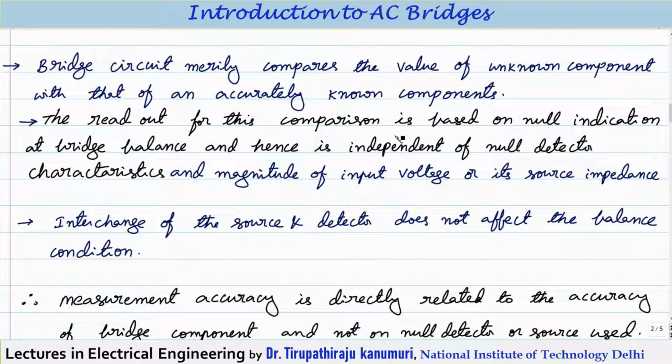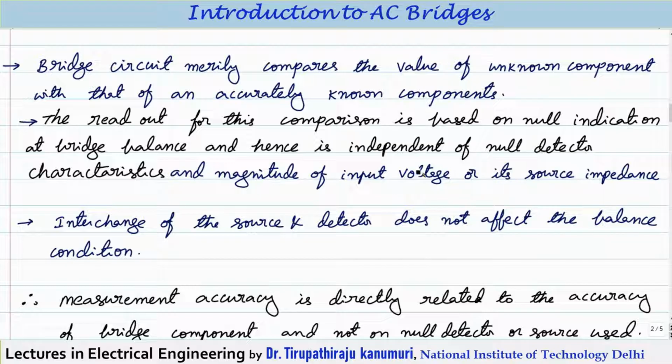The readout of this comparison is based on null indication at the bridge balance, and hence it is independent of the null detector. Any type of instruments we have already seen in the previous lecture will have some error and so many issues. As this is based on null detection, all those disadvantages are removed here. So accuracy will be much higher. It will be completely independent of the null detector characteristics as well as the magnitude of the input voltage and its source impedance.